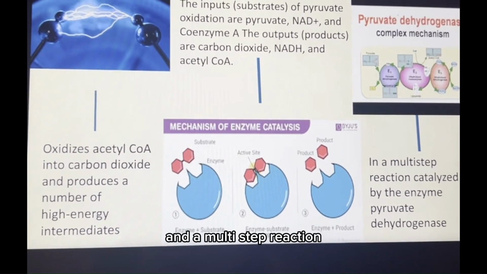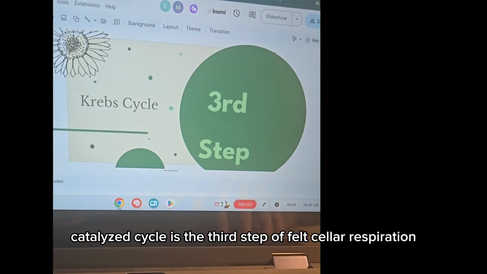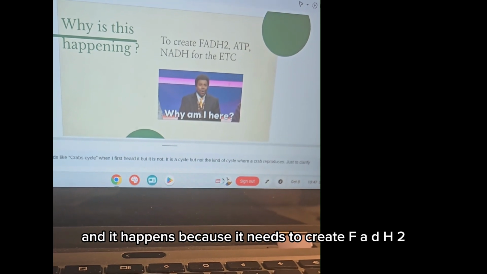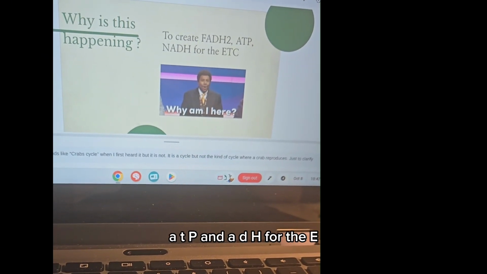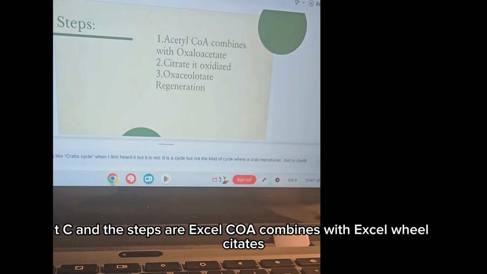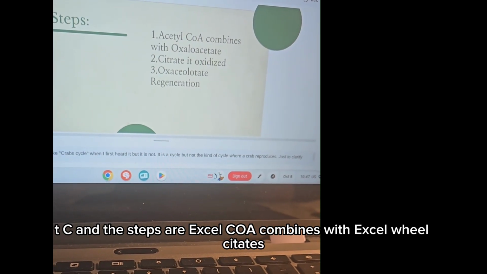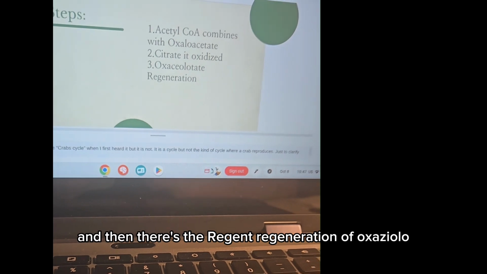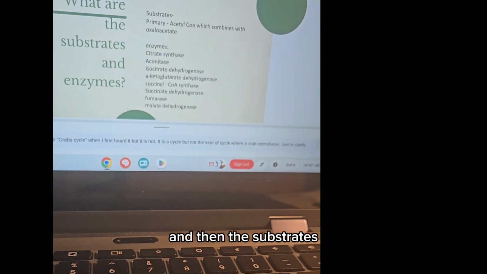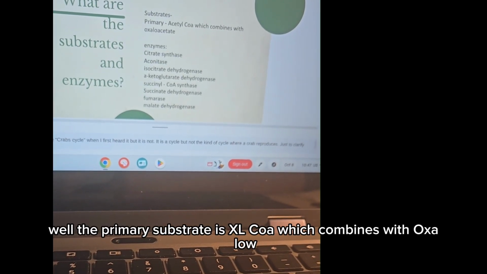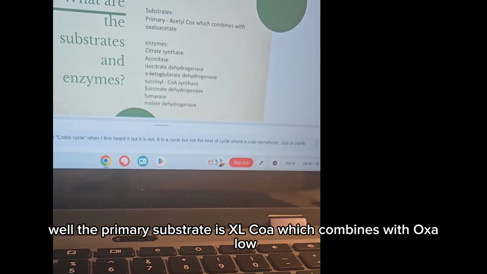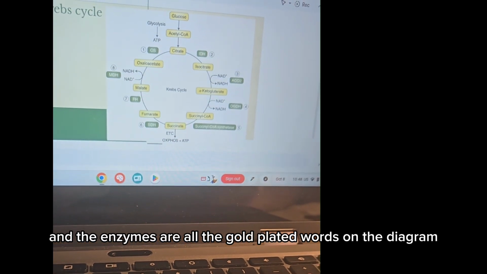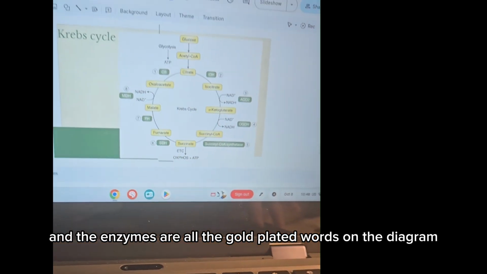The Krebs cycle is the third step of cellular respiration, and it's inside the mitochondria. It oxidizes acetyl CoA into carbon dioxide and provides a number of high-energy intermediates. It happens because it needs to create FADH2, ATP, and NADH for the ETC. The steps are acetyl-CoA combines with oxaloacetate, then citrate is oxidized, and then there's the regeneration of oxaloacetate. The primary substrate is acetyl-CoA, which combines with oxaloacetate, and the enzymes are all the gold-plated words on the diagram.